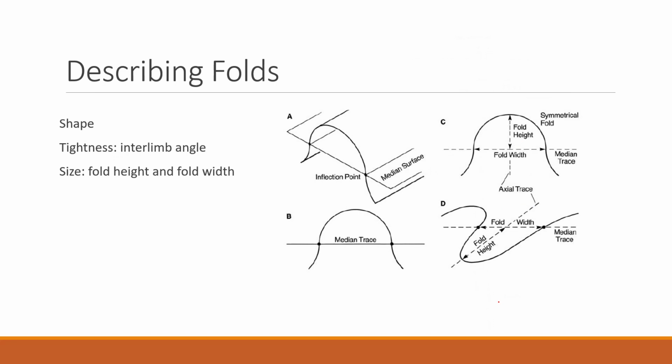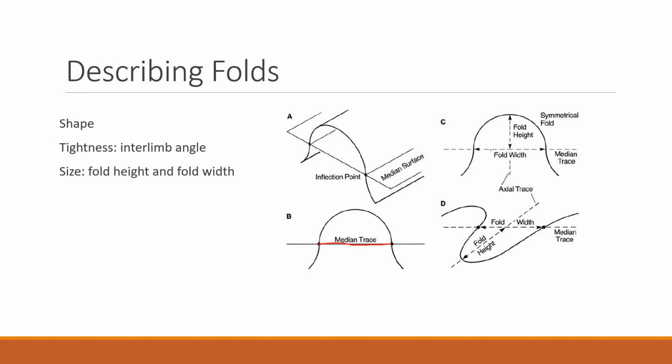We talk about the size. So the size is going to be the height and width of the fold. So the median trace is halfway down the fold limb, and when we connect those two points, we make a median surface. Actually, it's not halfway down the fold limb. It's the inflection point. So it's where it's going from convex to concave, when we're flipping to the next part of the fold.